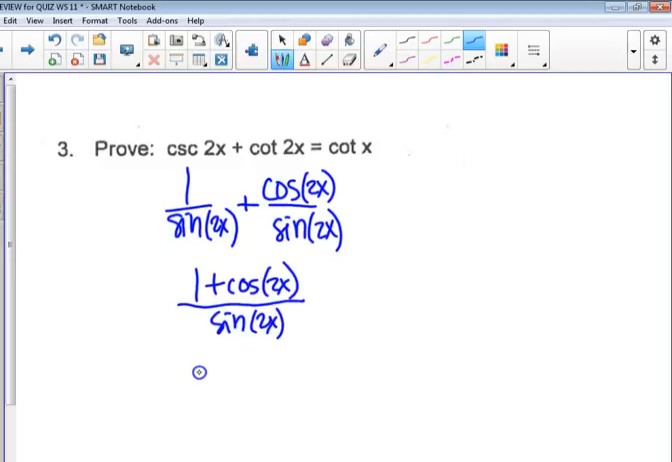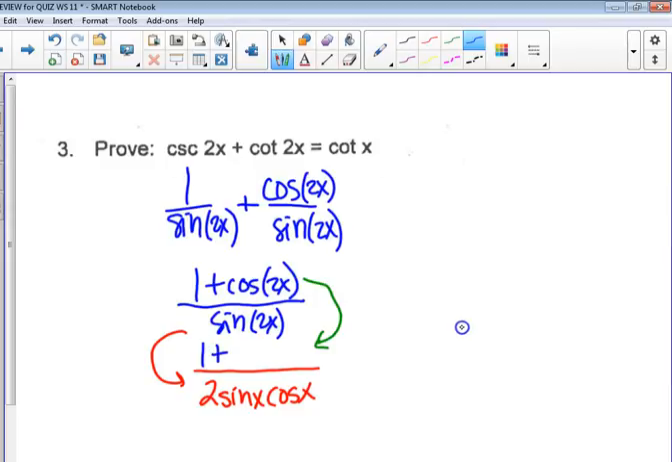Now, we need some trades for double angle stuff. One of them only has 1. The denominator has only 1 trade. It has to be what? The numerator, on the other hand, cosine 2x has a couple different options. Anybody want to see which one they think and tell me why?